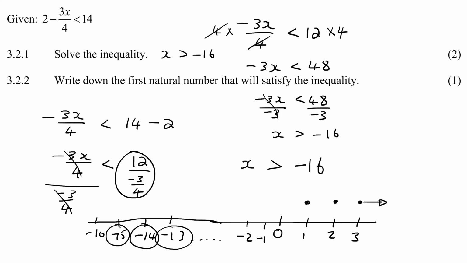Wait, Kevin, how is minus 15 bigger than minus 16? Isn't 15 smaller than 16? Yes, but when you're looking at negatives, it works the opposite way. Minus 15 is actually bigger than minus 16. And so they said, write down the first natural number that'll satisfy. So the first natural number is going to be the number 1, because as we keep going, the first natural number we're going to reach is 1.